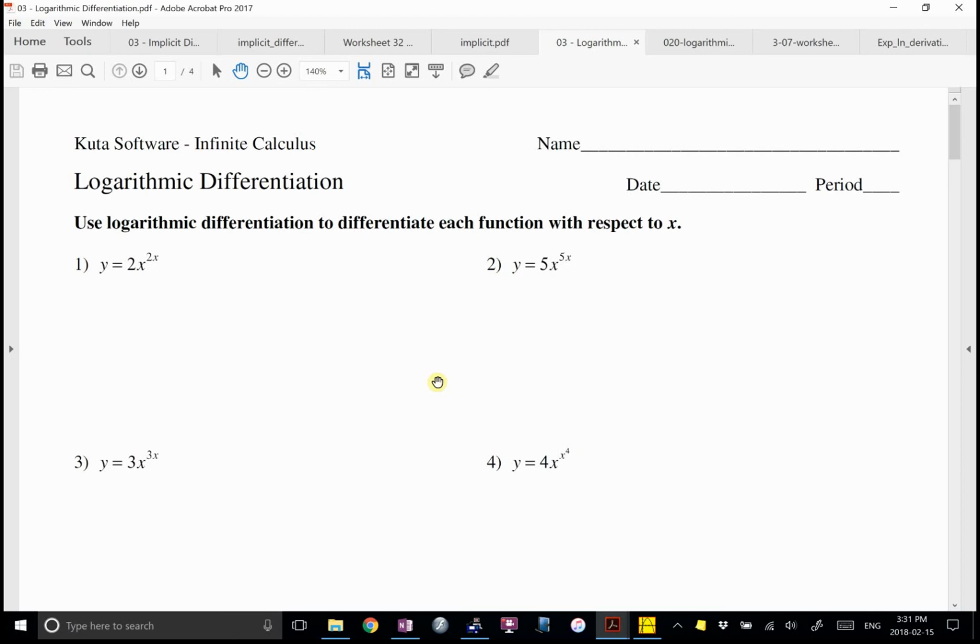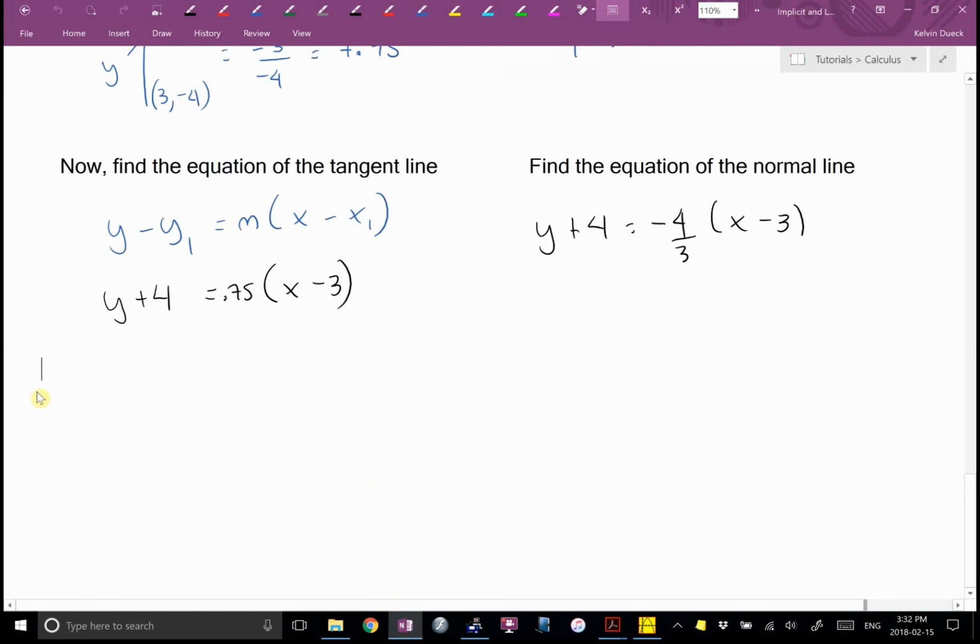So, number one, y equals 2x to the power of 2x. Where is the x? Is it an exponent? I'm going to have to use logarithmic differentiation. I haven't done this or taught this in about 6 years, so I'm dredging my memory. I may have to call on you for help or go to the textbook, but we'll find out.